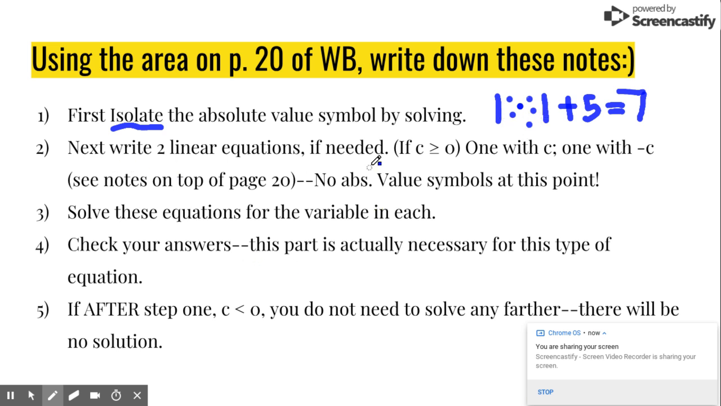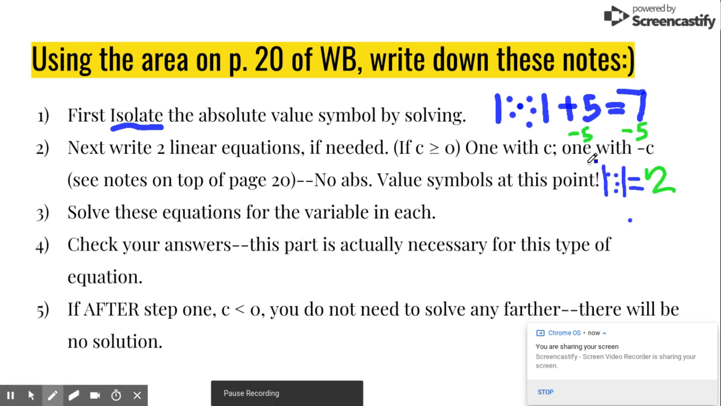Next, once that's by itself, you write two linear equations, if needed. The reason we say if needed is because only if c is greater than or equal to 0 will you need to write two equations down. One equation will have just equal to c, and one with the opposite of c.